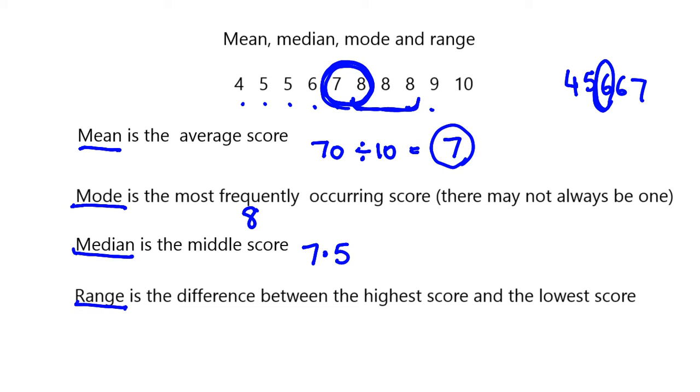The range is the difference between the lowest score and the highest score. So in this example, our lowest score is 4, our highest score is 10, so the difference between those is 6, meaning that the range of the scores is 6.